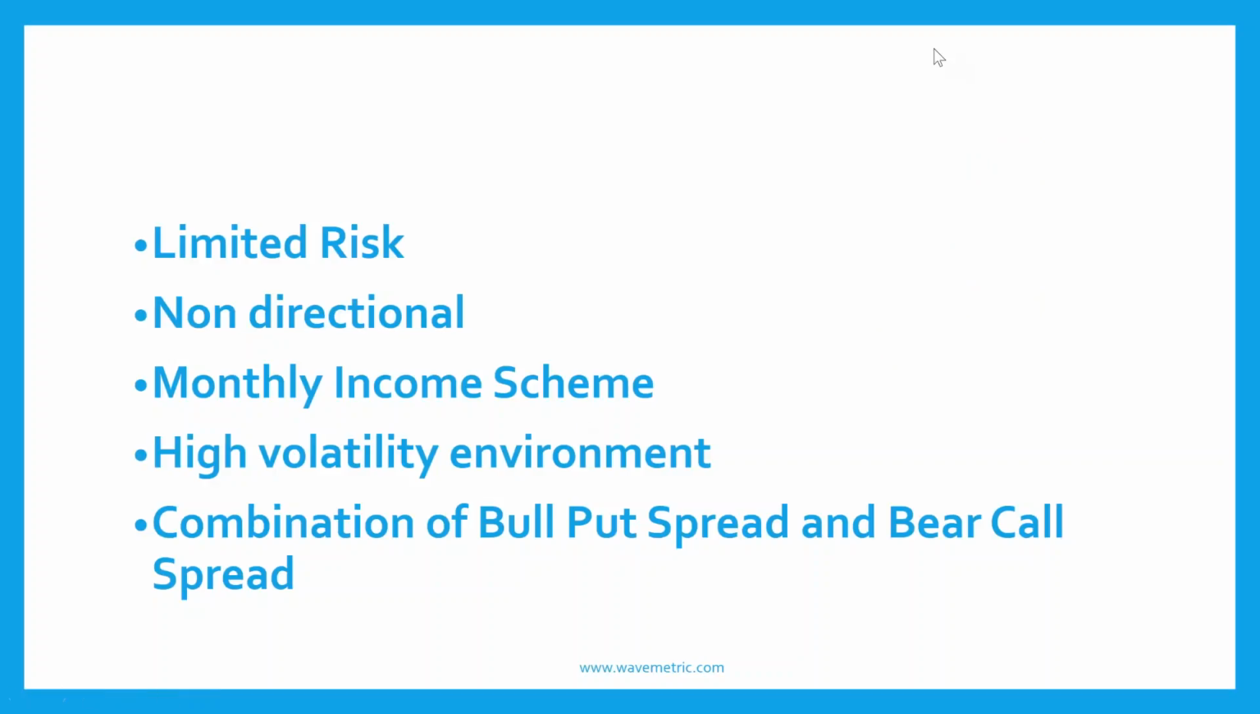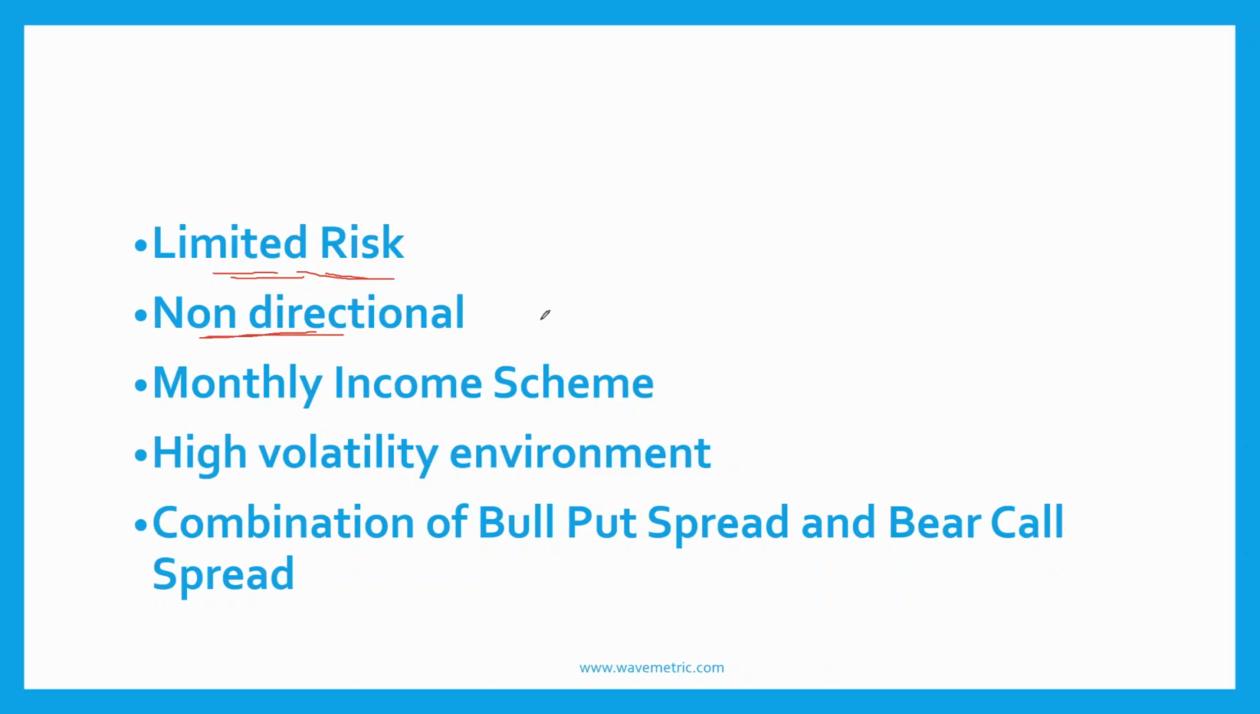And let us begin our Iron Condor strategy that we were talking about. So this strategy is a limited risk strategy. First of all, the risk is limited. You don't have unlimited risk. Secondly, it is a non-directional strategy.